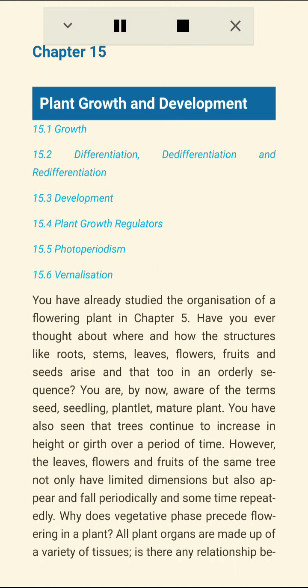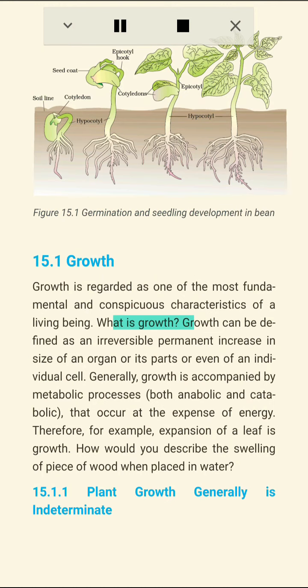15.1 Growth. Growth is regarded as one of the most fundamental and conspicuous characteristics of a living being. What is growth? Growth can be defined as an irreversible permanent increase in size of an organ, or its parts, or even of an individual cell. Generally, growth is accompanied by metabolic processes, both anabolic and catabolic, that occur at the expense of energy. Therefore, for example, expansion of a leaf is growth. How would you describe the swelling of a piece of wood when placed in water?